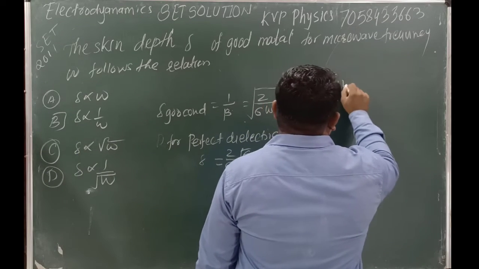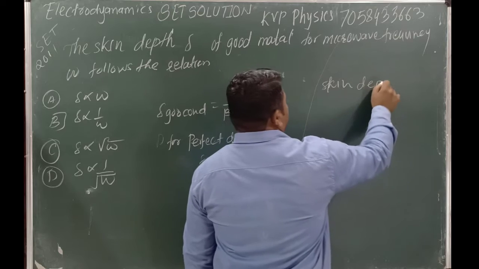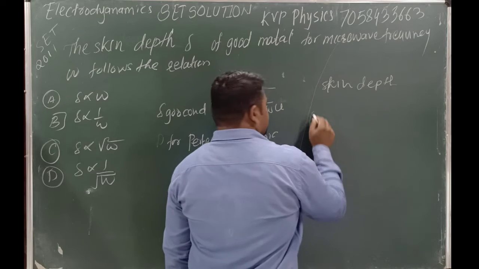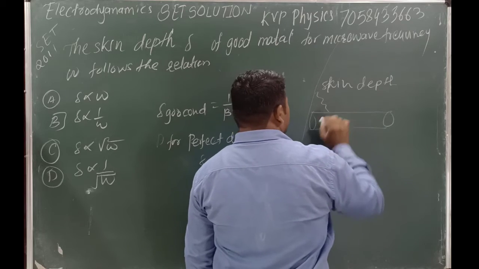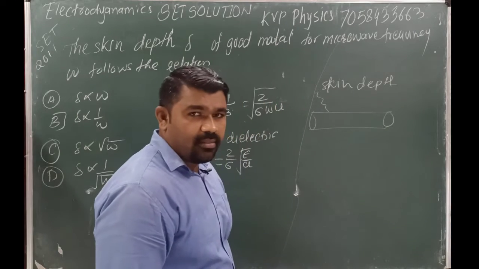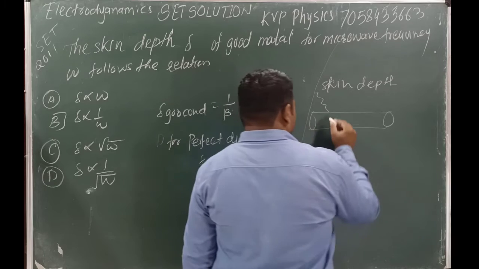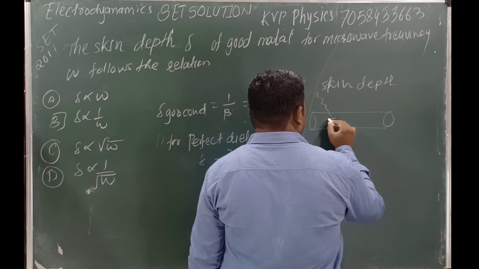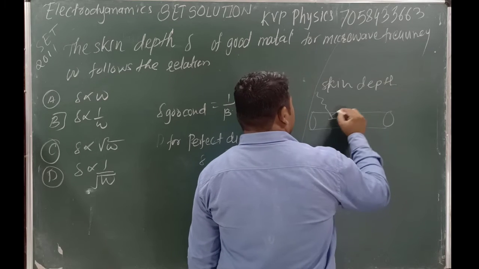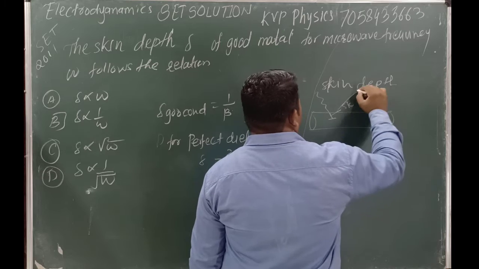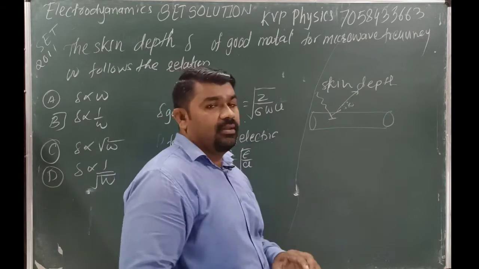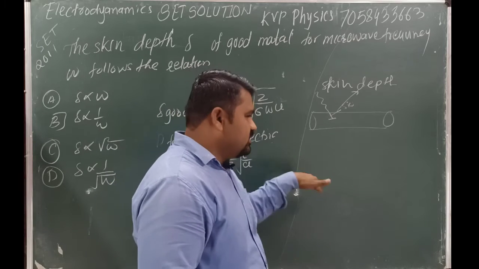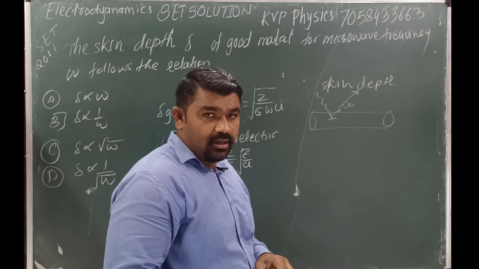Skin depth means, suppose we consider this one is the conducting system. Suppose a microwave is incident on this conductor. How much distance it travels inside the conductor is known as skin depth. Got it? This one is the skin depth, meaning how much distance it travels inside the conductor.